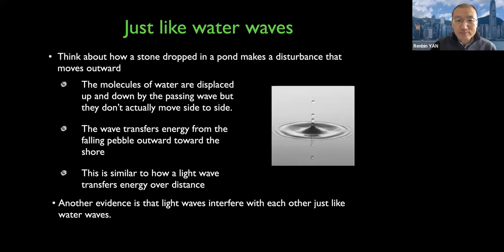You are all very familiar with water waves. If you drop a stone in a pond, it will generate outgoing water waves, right? You have ripples on the water surface, and that is what we call waves. In those waves, the molecules in the water move up and down. They don't move sideways, but the wave propagates outward.